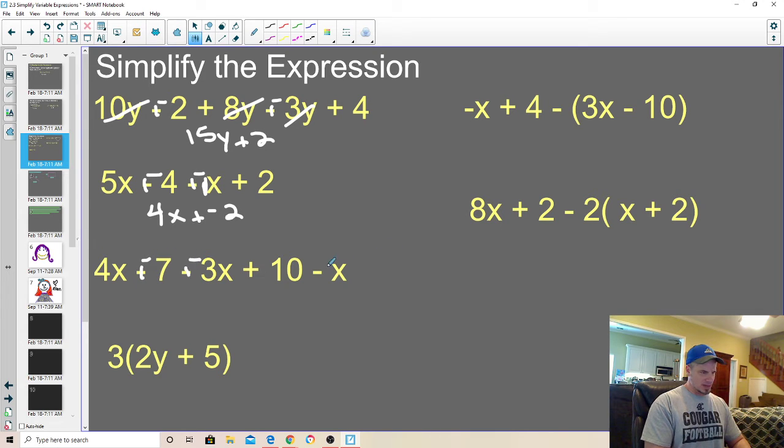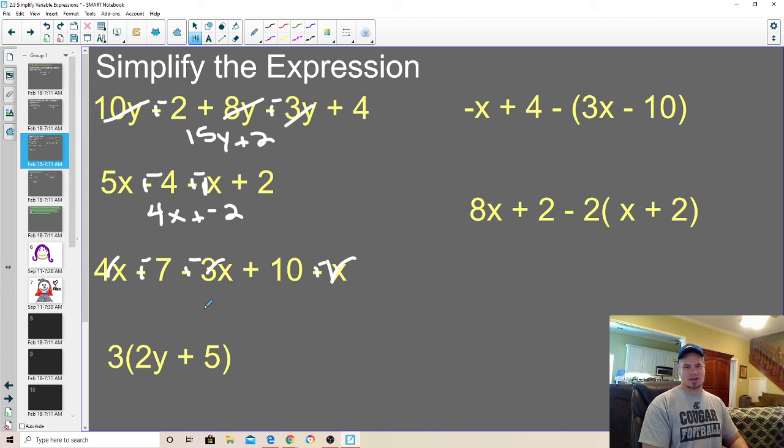Change it, and change it. I'm going to put a 1 there just to help us. Okay, so 4x and negative 3x is 1x. 1x and negative 1x is 0x. That means it just goes away. I don't write 0x, I just write nothing. Okay, so x's are gone.